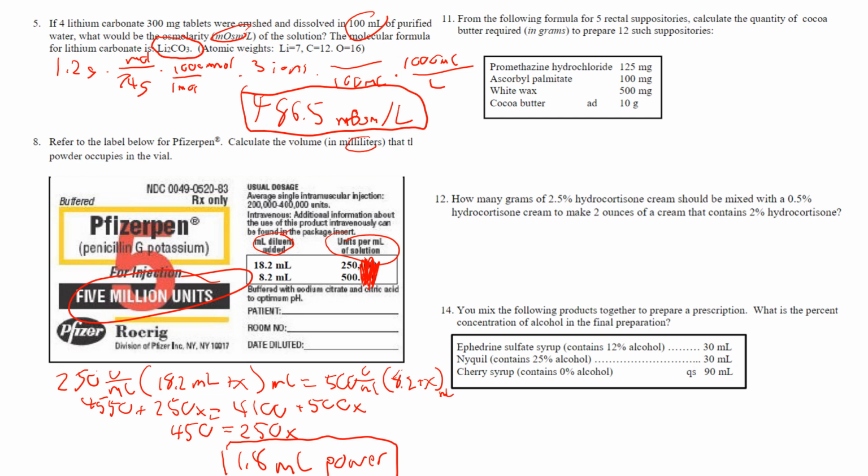For this next one, this is a formula for 5 suppositories. We want to find the quantity of cocoa butter to prepare 12 suppositories. So already what we can do is we know we want 12 suppositories and the normal is 5. So it's 12 total and then 5 total per recipe, if you want to show units. It doesn't really matter for this. All that matters is that we have that ratio of 12 to 5 included in there.